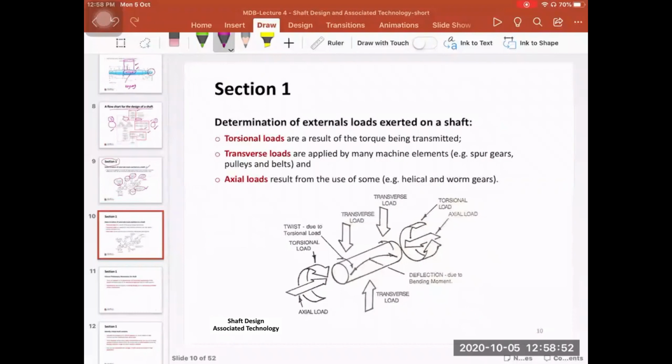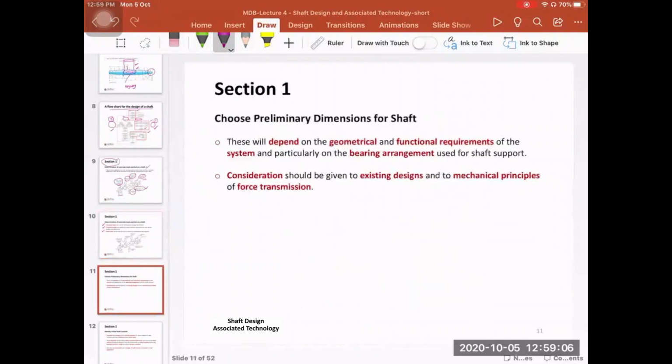So here, more explanation about torsional load, transverse loads, axial load, where they are coming from. But this is what I have explained on the previous slide. We are still in section 1. So the second part is to choose what's called the preliminary dimensions of the shaft. Actually, this depends on the geometrical and functional requirements of the system and on the bearing arrangements. You have seen, based on what I have shown you so far, that bearings take some space as well. So you need to allow for some space for bearings, okay?